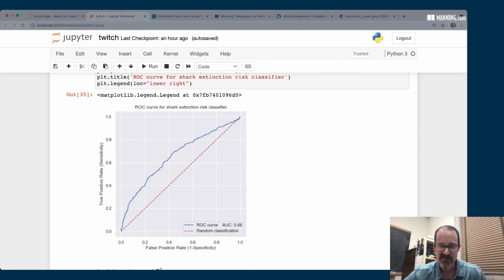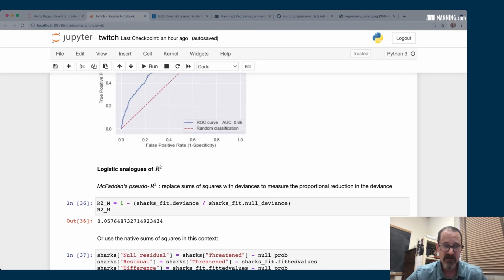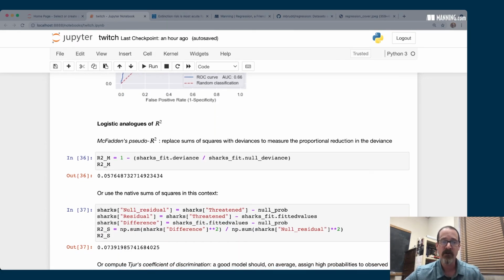This one's 0.66. If you just guess randomly, that's the dotted line there, you would have an area of 0.5. So it's not that much better than just random guessing. So the ROC curve suggests this model is not so great. Another way to see that is if we look at analogs of R squared, but tailored to logistic models.